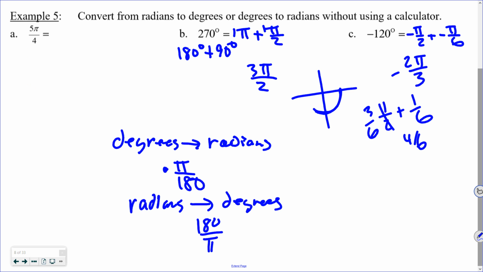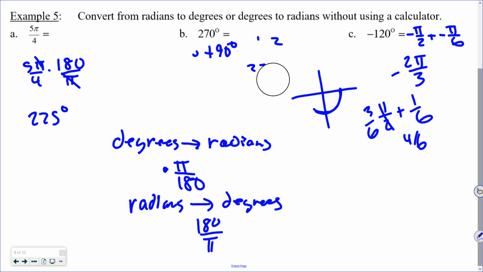I have 5 pi over 4. That one's in radians. So I multiply by 180 over pi to go back to degrees. The pi's just cancel out. 4 goes into 180 45 times. Then you multiply all those together, 5 times 45. Anyway, it ends up being 225 degrees. Get the same answer.